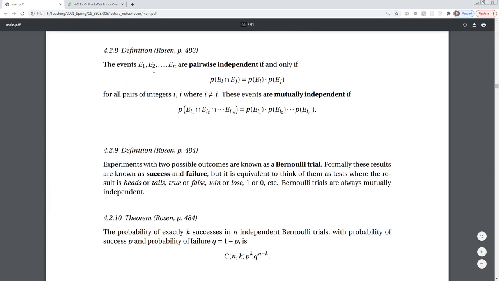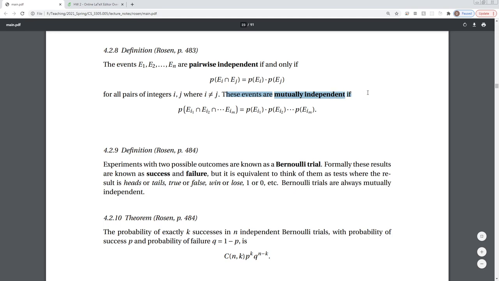The events E1, E2, all the way to EN are pairwise independent if and only if every time we consider a pair of events, the product of their probabilities is equal to the probability of their intersection. All right, and again, this is by definition, this isn't a theorem. For all pairs I and J.